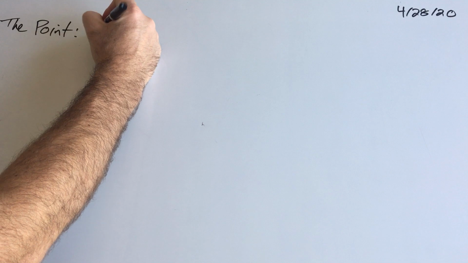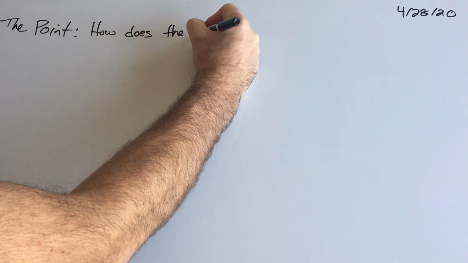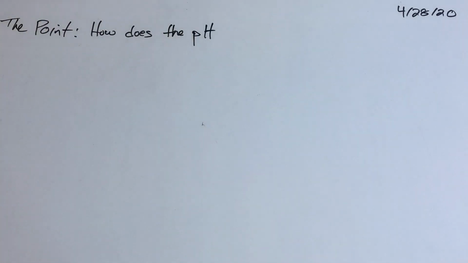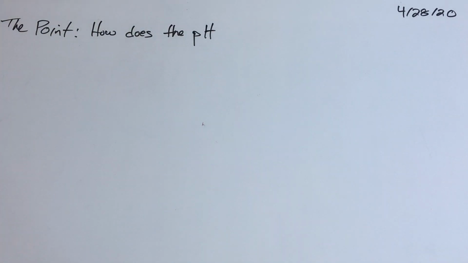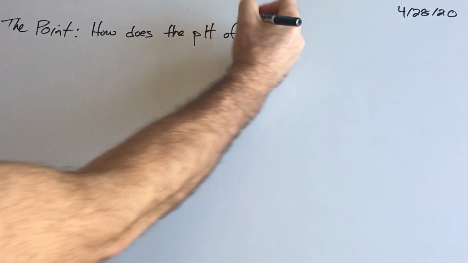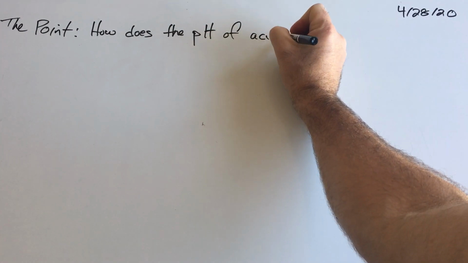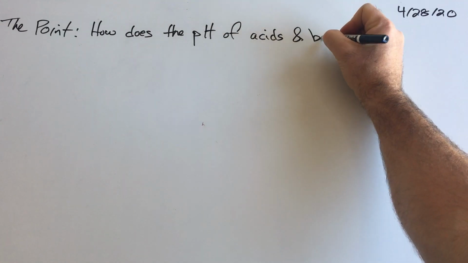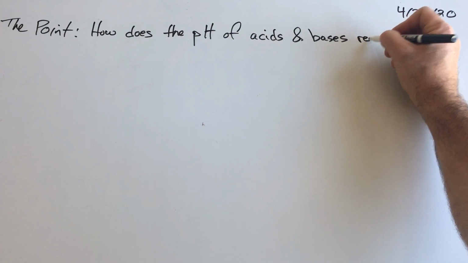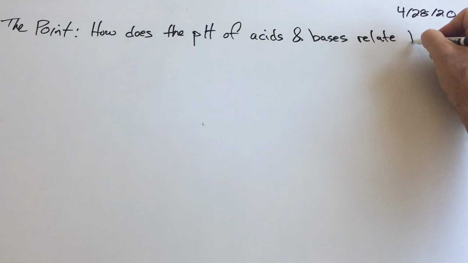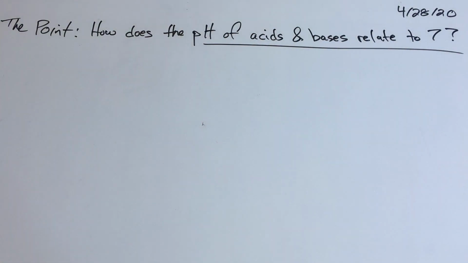How does the pH, and note, p is lowercase, H is uppercase, and we'll talk about why that is, of acids and bases relate to 7. And that is the number 7.